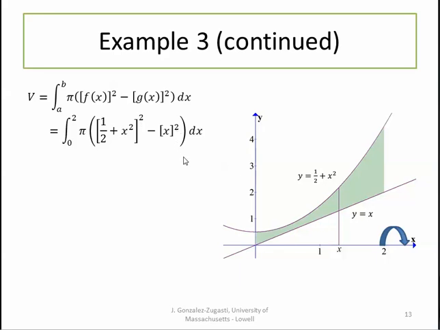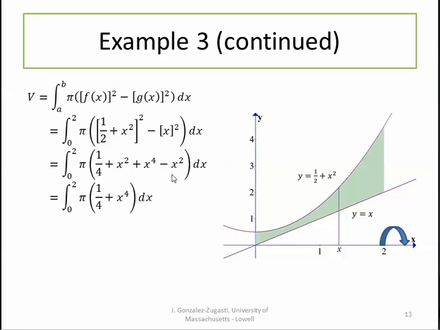So now we just go ahead and evaluate this integral. I expand out the squares here and here. I combine like terms, which gets rid of the x squared term. This is easy to integrate. And once you do that, pause the video here and make sure you can do the algebra to get you to the answer of 69 pi over 10.